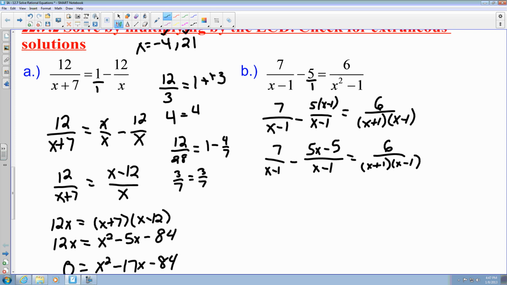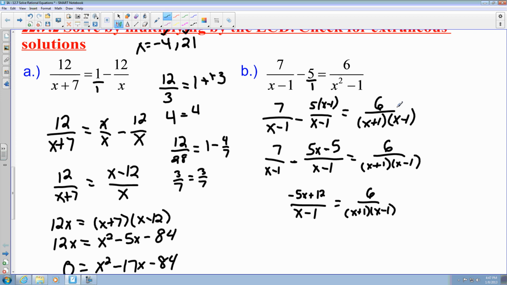Okay, now I can subtract both of them to make them one fraction, so I know that the denominator doesn't change. It's going to be x minus 1. I have a minus 5x, so I'm going to have a negative 5x, and it's going to be 7 minus a negative 5, so that leaves me with plus 12 equals 6 over x plus 1 over x minus 1.